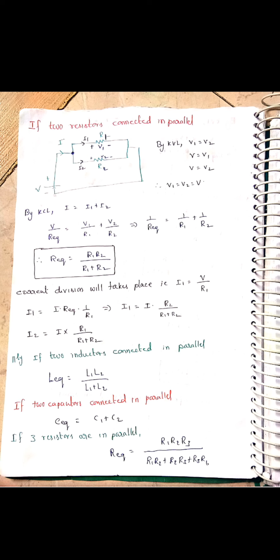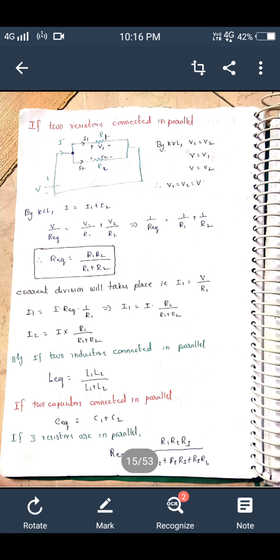That is in parallel connection. Voltage is same. Current division takes place. With this, we can write the formula as I is equal to I1 plus I2. After applying current across a passive element, I is equal to I1 plus I2. Now, if you apply Ohm's law there, I is equal to V by R equivalent. So V by R equivalent is equal to V1 by R1 plus V2 by R2.